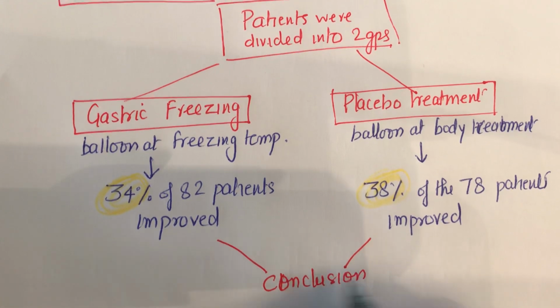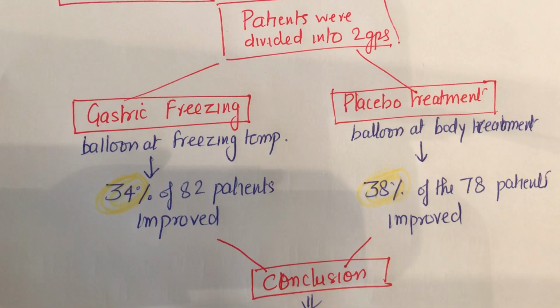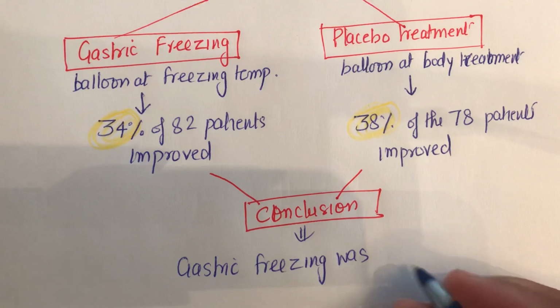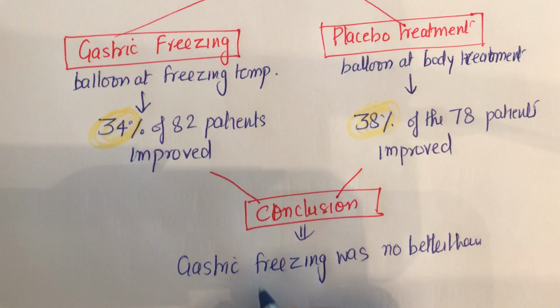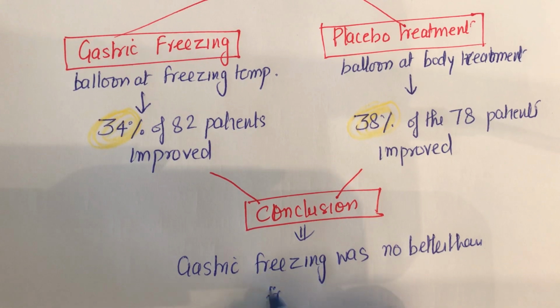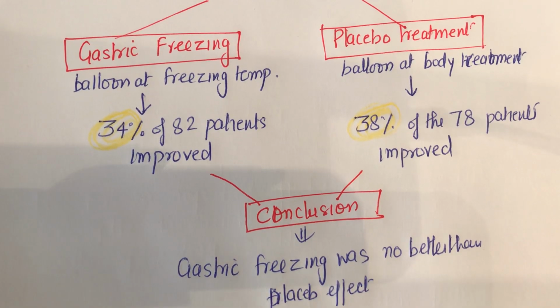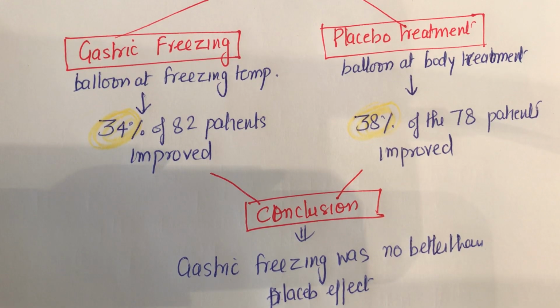The conclusion was made. What was the conclusion? That gastric freezing was no better than placebo, or simply the placebo effect, where they had the balloon at body temperature, with no active ingredient in the treatment given.